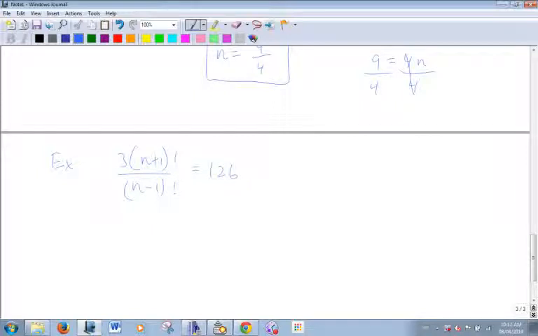Okay. What's our first step here? You got a couple choices, actually. Do you just want to see what that factorial stuff is? Get rid of that exclamation mark? Okay, 3 times n plus 1. What's the next thing? What's this minus 1?